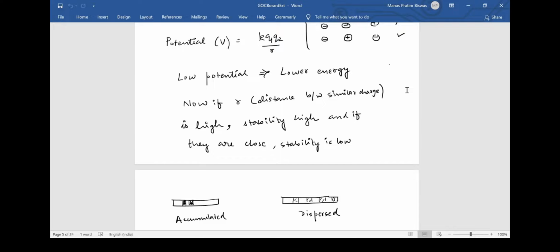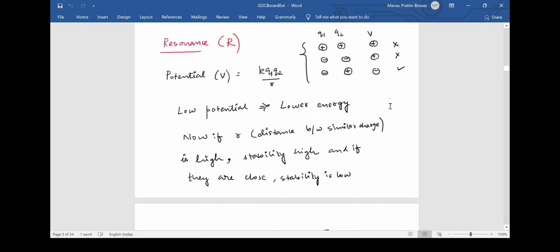Now we will be dealing with similar charges for the meanwhile, while discussing the stabilities of cations and anions. I am assuming that Q1 and Q2 are of the same sign, that is both are plus or both are minus. If you increase the distance between them, that is R, then the denominator increases, and therefore the overall value of the fraction decreases. Since Q1 and Q2 are the same in sign, the product is always positive. Hence, if we increase the distance between them, the overall value of the potential decreases.